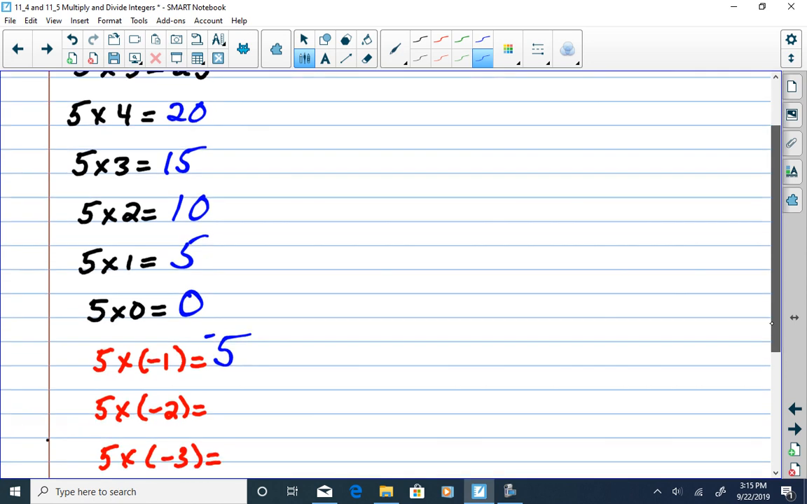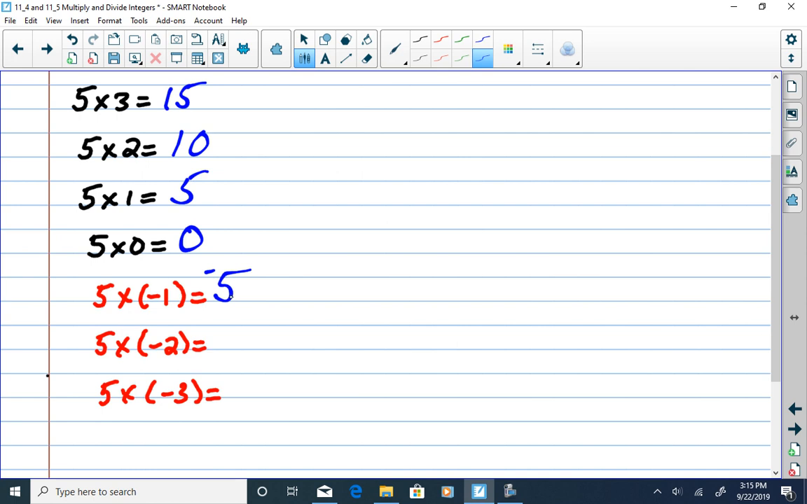And if I continue that pattern, I decrease the product by another 5. If I decrease -5 by another 5, that product's going to be -10. If I continue that pattern, I'd get -15. And I see then that the next 3 number sentences show us a rule for multiplying a positive integer by a negative integer. Positive 5 times -1 gives us a product that's negative. 5 times -2 gives us a product that's negative. 5 times -3 gives us a product that's negative.